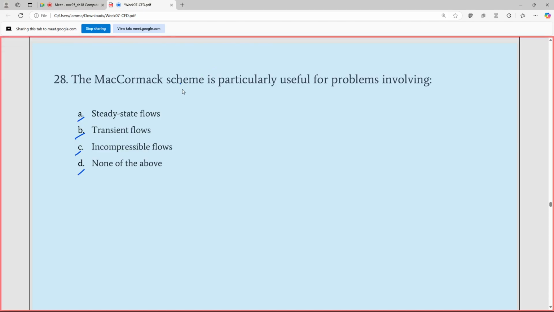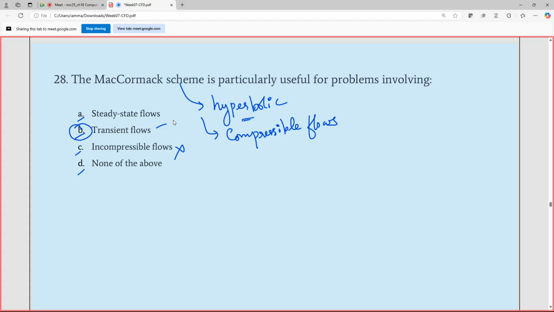We have already discussed that the McCormack scheme is used for solving hyperbolic equations. Also, it is used for solving compressible flows. So, this can be removed. And again, from the examples of hyperbolic equations, you can easily understand transient flows can be hyperbolic flows. So, option B is our answer. Option B, transient flows.